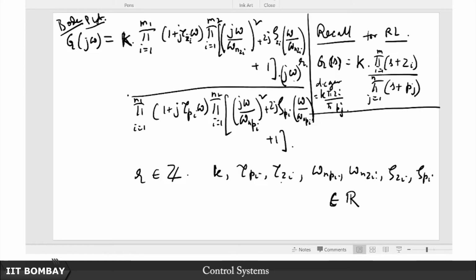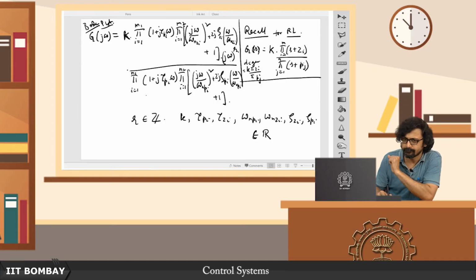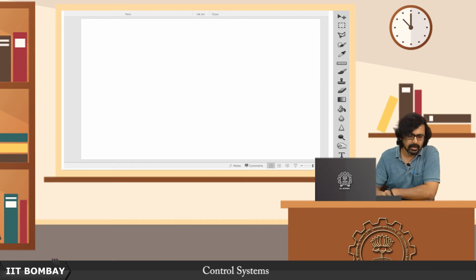So we'll implicitly assume, as we've already said earlier, it doesn't make sense to draw a Bode plot for an unstable system. So we'll implicitly assume that whenever we are talking about Bode plots, the system is at least stable, right? So now let us categorize or break this down.